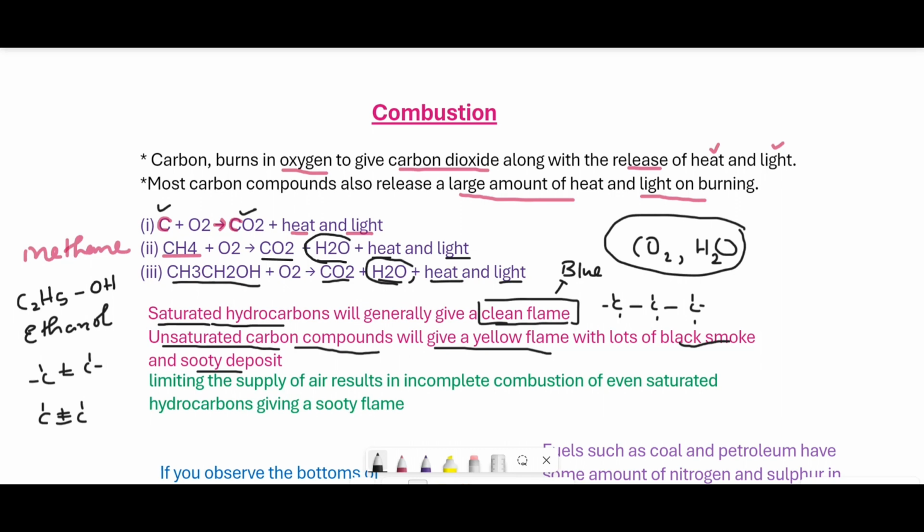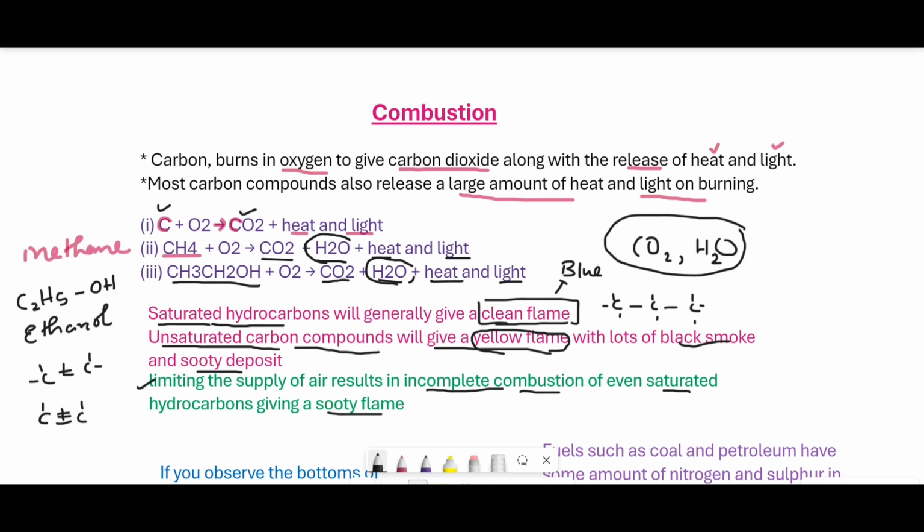the sooty deposit. Even in the case of saturated hydrocarbons, if the supply of air is limited, if you are doing the reaction of saturated hydrocarbons with the limited supply of air, it also leads to incomplete combustion and gives a sooty flame. So just note that point also. Limiting the supply of air leads to incomplete combustion of saturated hydrocarbons. So even saturated hydrocarbons can undergo incomplete combustion. But usually we say saturated hydrocarbons completely burn and give a blue flame. Unsaturated hydrocarbons will give a yellow flame.